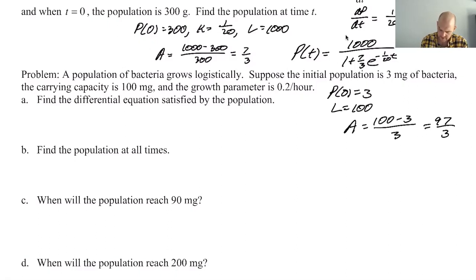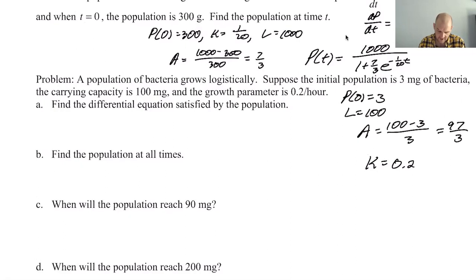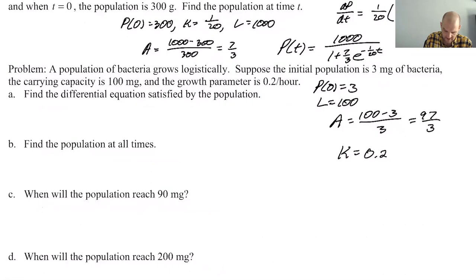And then the growth parameter, so that's K. K is 0.2 per hour. You can tell what K is: find the thing that has the weirdest units, and it's probably K. So it's 0.2 per hour. You're going to multiply by hours, and it'll just give you 0.2 times the number of hours, but whatever. Find the differential equation satisfied. So that's dP/dt is K, which is 0.2, P times 1 minus P over the limit, which is 100. There you go.